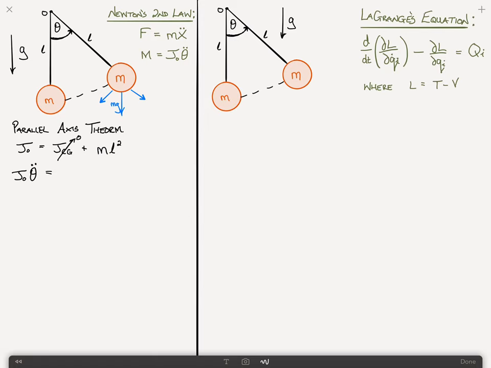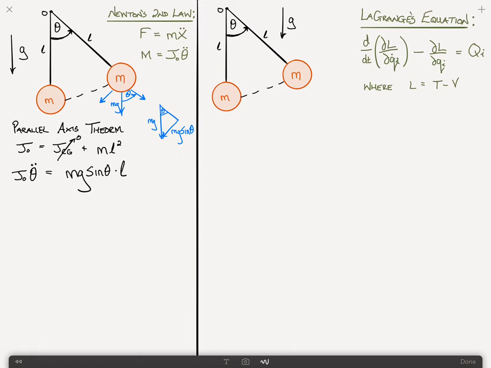Let me draw this down here a little bit bigger. So it looks something like this, where this is mg down. This is the angle theta, right? This is the same angle theta. And then the force tangential to the mass would be mg times sine theta. So what is the moment? It's the force times the moment arm, which is mg times sine of theta times L.